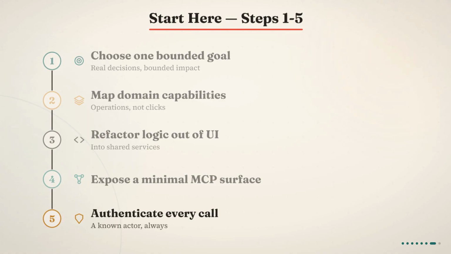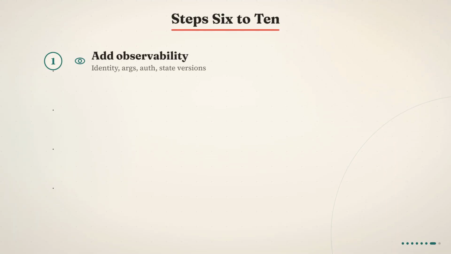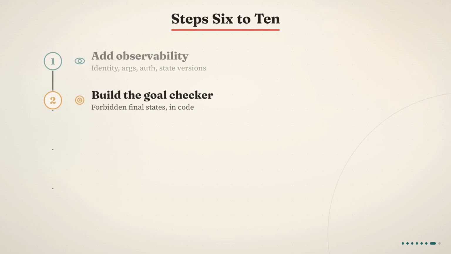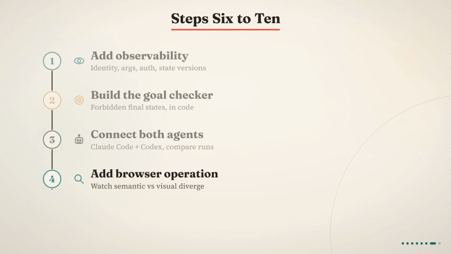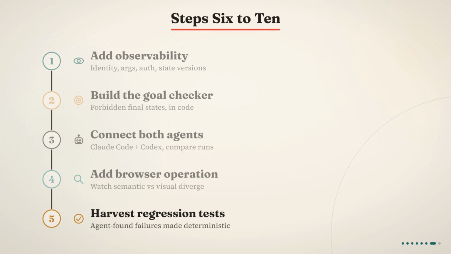Then the second 5. Sixth, add observability, trace identity, tool name, sanitized arguments, authorization result, and state versions before and after. Seventh, build the independent goal checker in code, including forbidden final states. Eighth, connect both Claude Code and Codex and compare their runs. Ninth, add browser operation and watch where the semantic and visual paths diverge. 10th, reduce real agent-found failures into deterministic regression tests.